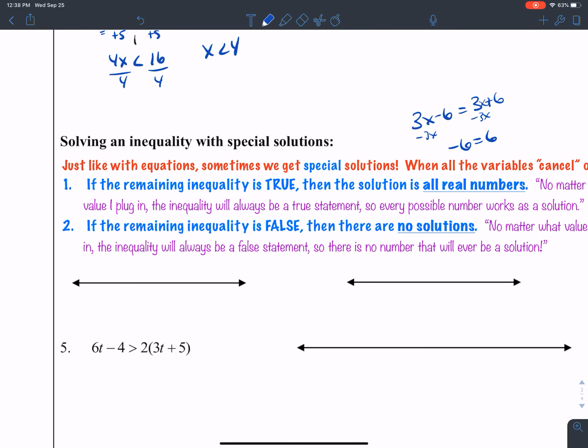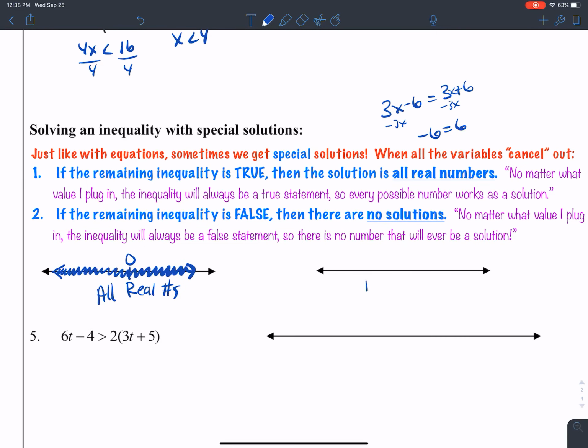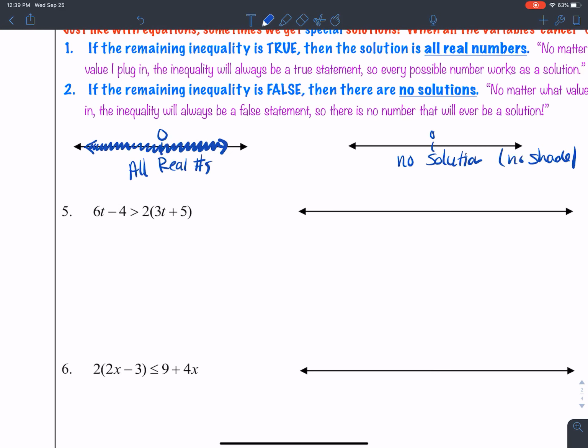So the way that we graph that, we'll see in a moment, but if we're saying that we have all real numbers, what that means is every single number on a number line would work. And you can see that in purple. No matter what I plug into the inequality, it's always going to be true. So we literally shade the entire number line. If there's no solutions, we don't shade anything. We might mark a 0 on our graph just so we know where it is, but if there's no answers, there's nothing to shade in. So let's watch out for those special situations here.